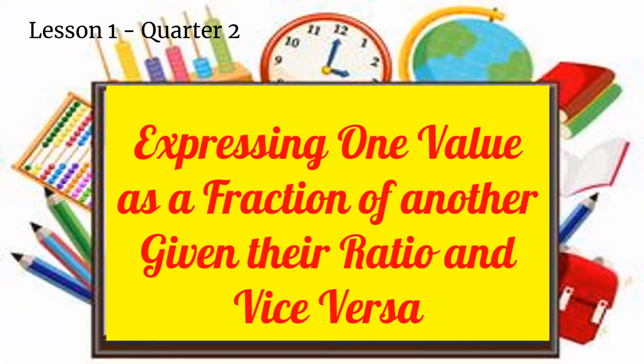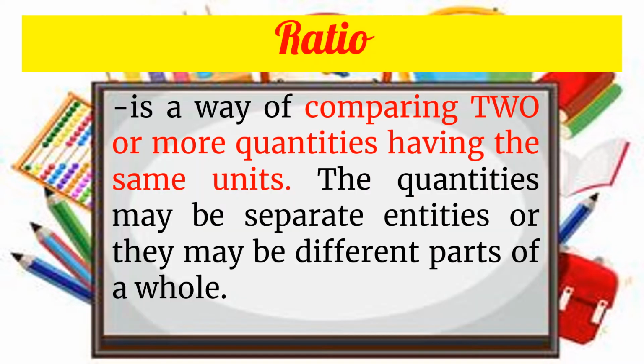We are now in quarter 2 and let's start with lesson 1, expressing one value as a fraction of another given the ratio and vice versa. To start with, let us define first the meaning of ratio. Ratio is a way of comparing two or more quantities having the same units. The quantities may be separate entities or they may be different parts of a whole.